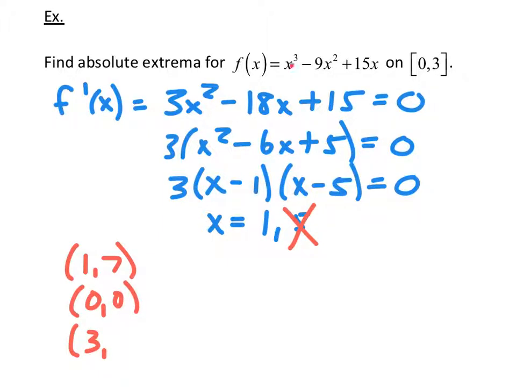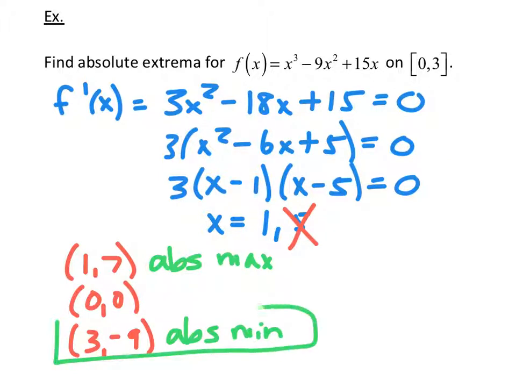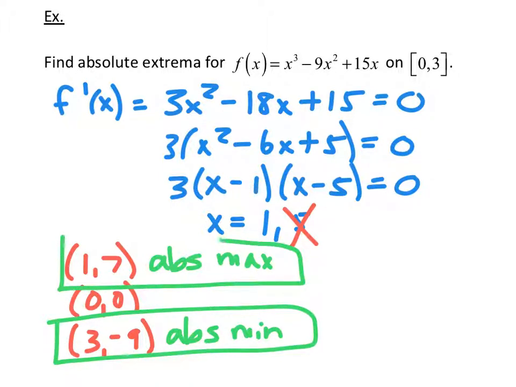And if I take 3, cube it, minus 9 times 3 squared plus 15 times 3, that will give me negative 9. So my biggest y value is at 7, which means 1 comma 7 is my absolute max. And my smallest y value is down at negative 9, so 3 comma negative 9 is the location of the absolute minimum value. And those are the two answers I was looking for. That 0, 0 again is just another point. We're not going to worry about it right now.